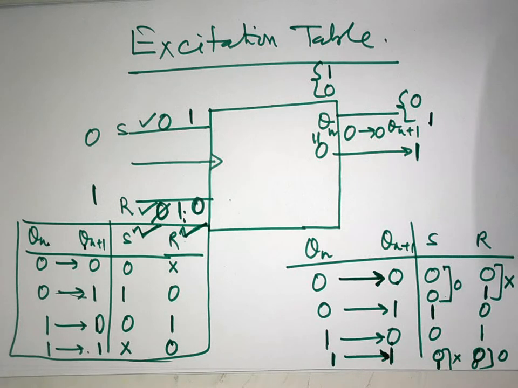Similarly, if we wish to design any state machine, what this state machine is, I will explain later in my lectures, using a JK flip-flop, in that situation we need the excitation table of the JK flip-flop. If we wish to design any sequential machine or any state machine using a T flip-flop, in that situation we need the excitation table of the T flip-flop. Similarly, D flip-flop. Okay. I will explain each and every excitation table one by one in my coming lectures.